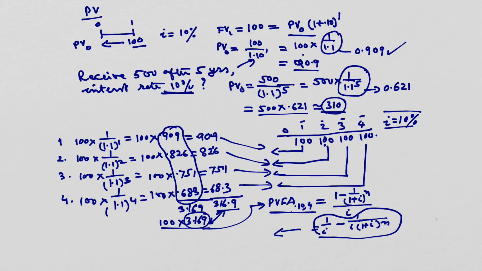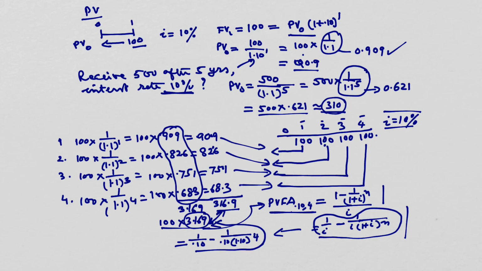So in this case, we have 1 divided by 0.10, minus 1 divided by 0.1 into 1.10 raised to 4. And once again, if you use this formula, you will get this factor again. So in case of an annuity, you simply need to use either this formula or this formula, multiply by the annuity, and you will get your answer about the present value.